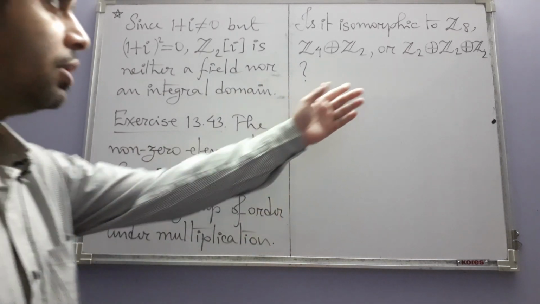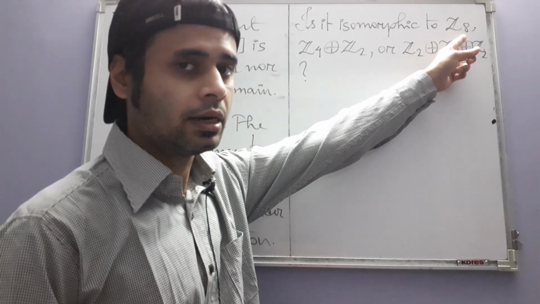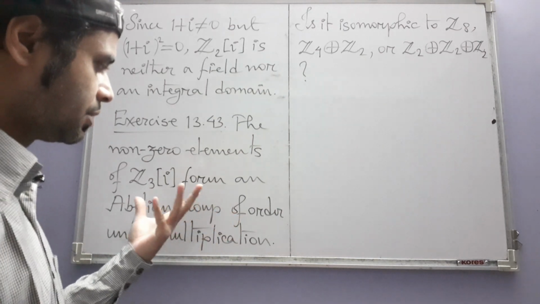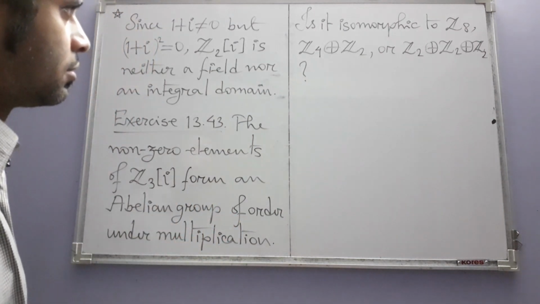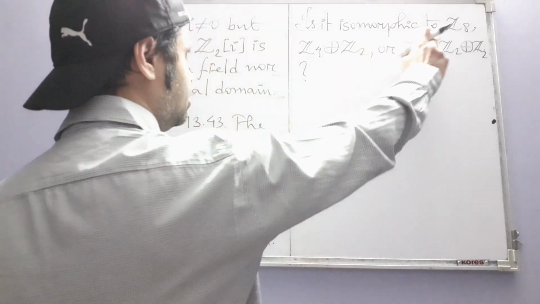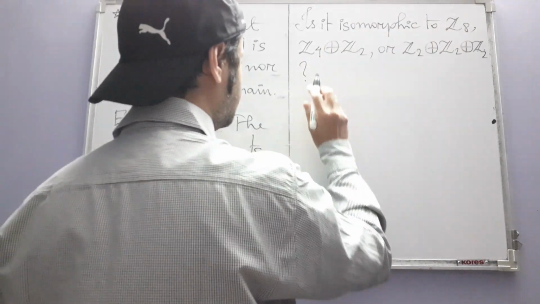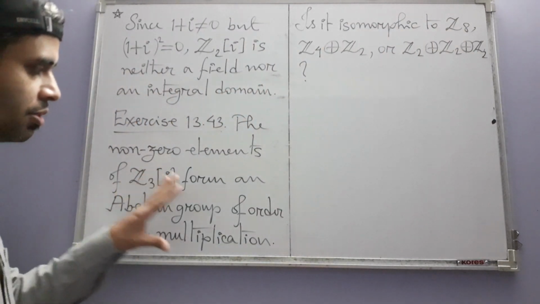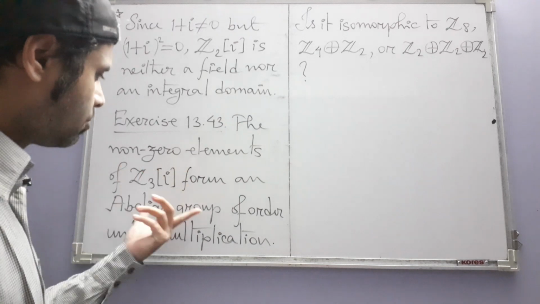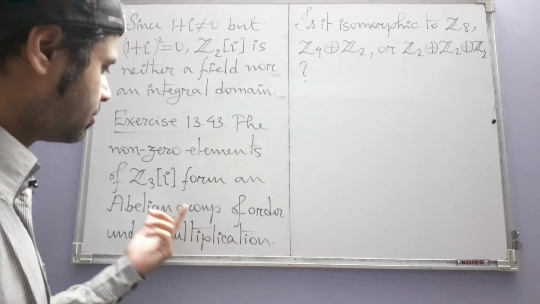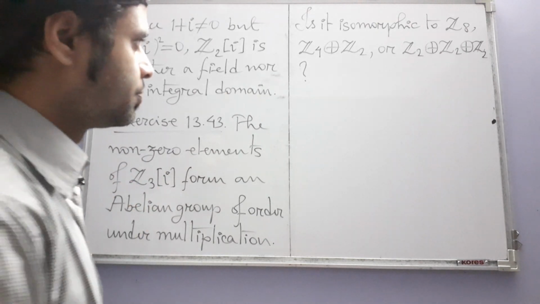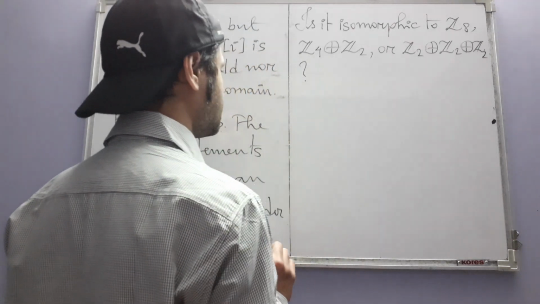It turns out, we know that Z8 is a cyclic group of order 8, and this group that we have here, whose non-zero elements form a group, also turns out to be cyclic, and hence it will be isomorphic to this because it's abelian also. So to show that these elements also form a cyclic group under multiplication, we need to show that under the multiplication operation there is an element in this ring which has order 8, and that element is 1 plus I.